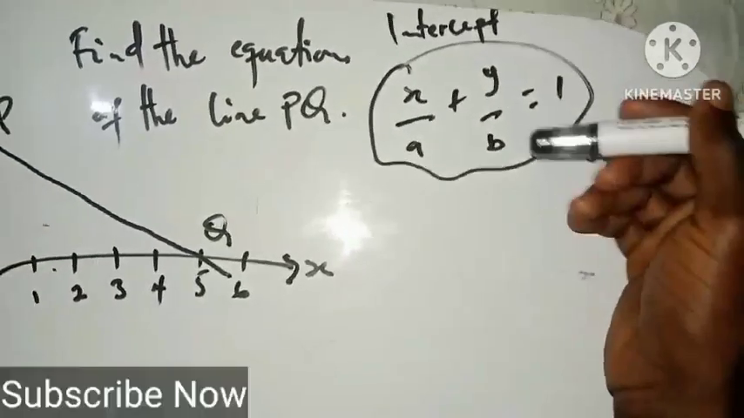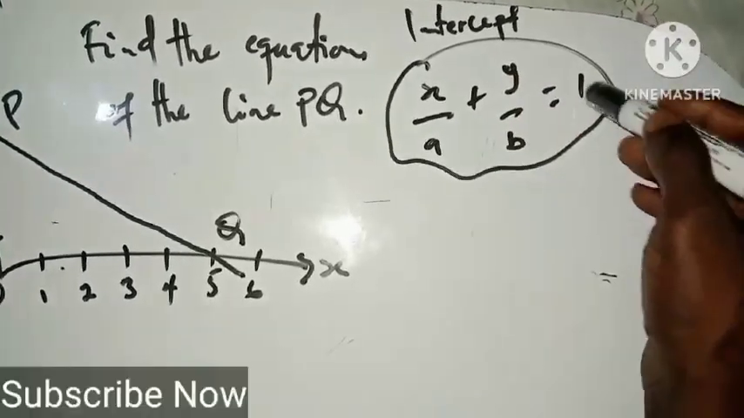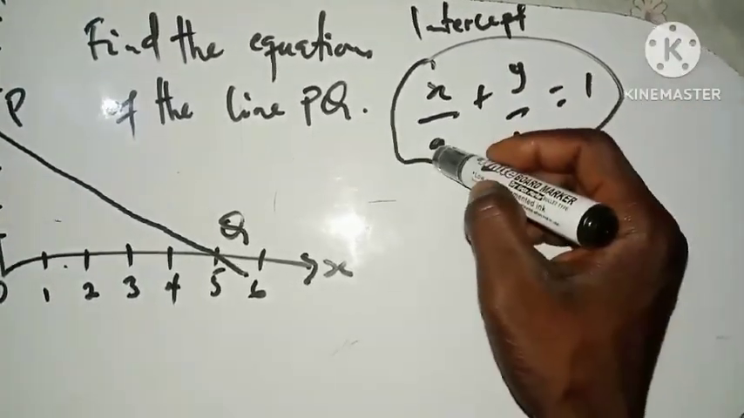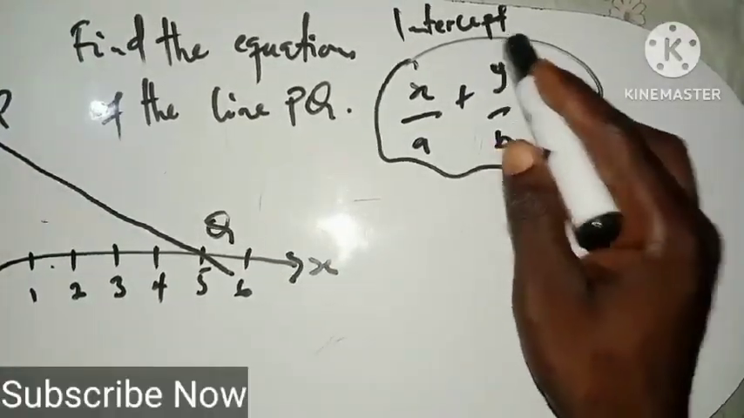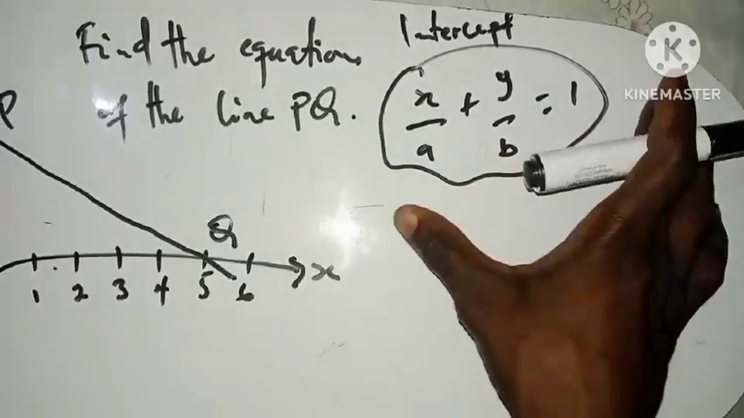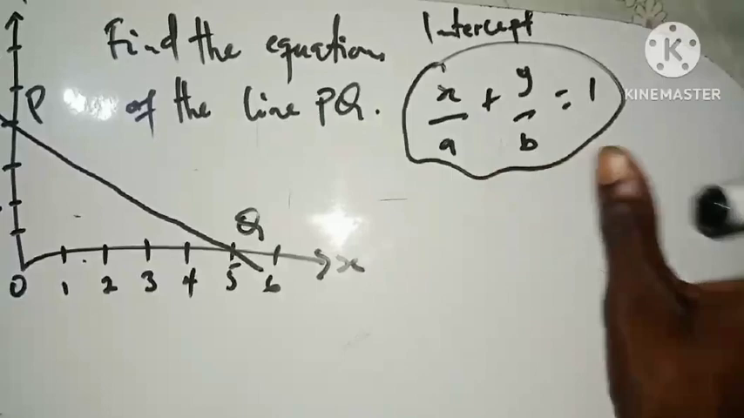This is the tool that we have to use in solving this particular problem. Is that okay? Now someone will be asking, where are this x and y and a and b coming from? This a here is the x-intercept, and this b is the y-intercept. We will have a look at that in just a few seconds. That's why you need to stay here to the end of the video.